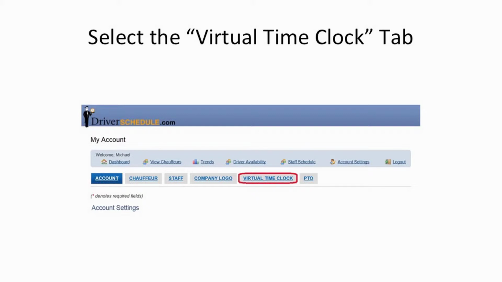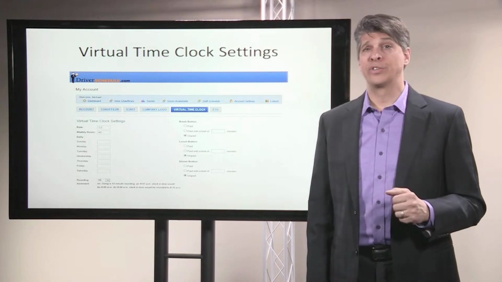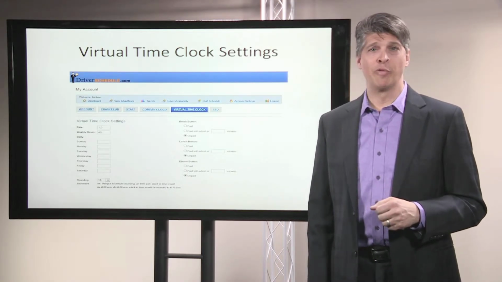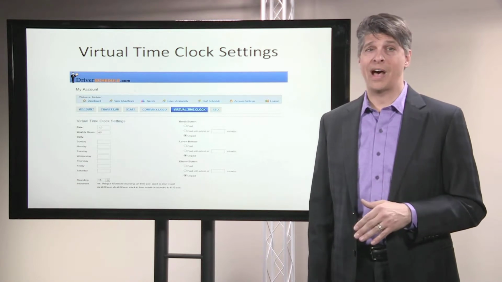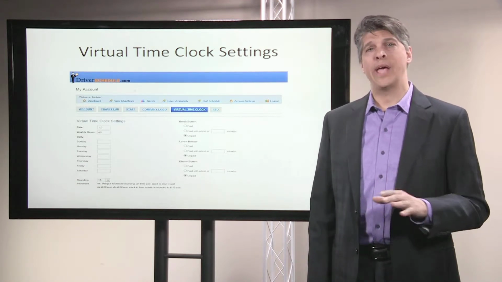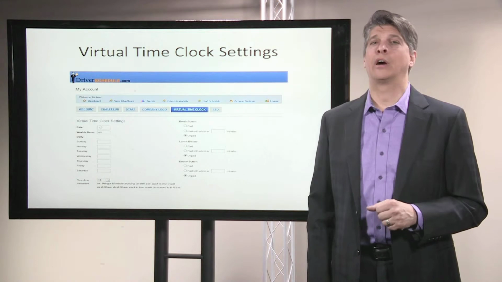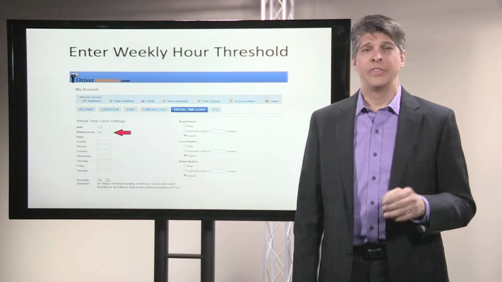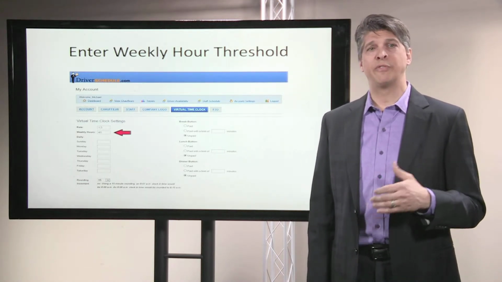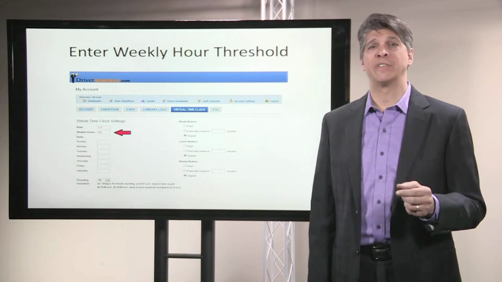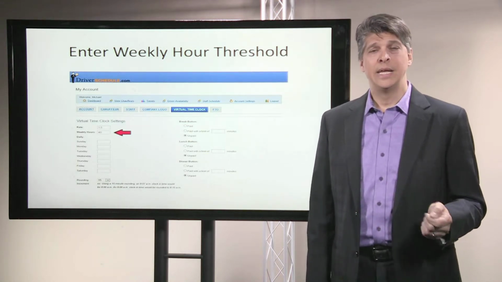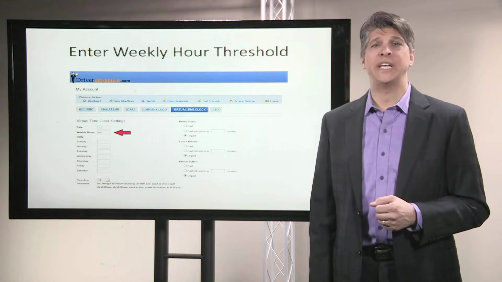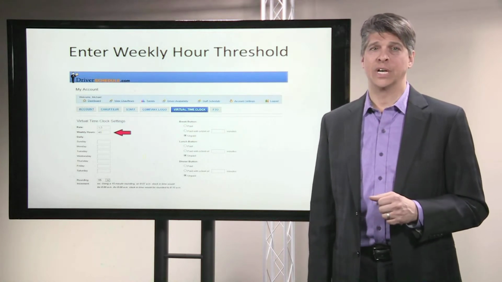Here you will input how you want your virtual time clock to collect and present your data. The weekly hours field is used if your state requires overtime after a specified number of hours per week. In this example, any hours over 40 in a given week are subject to overtime. The daily hour fields are used if your state requires overtime after a specified number of hours per day. In this case, you would input the number of hours each day that are not subject to overtime.